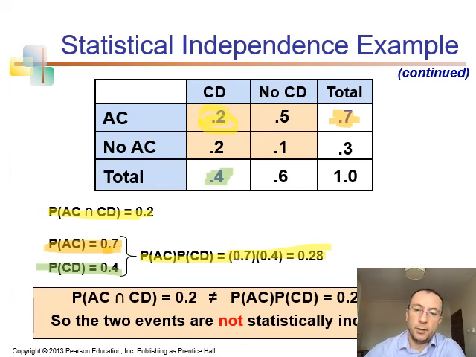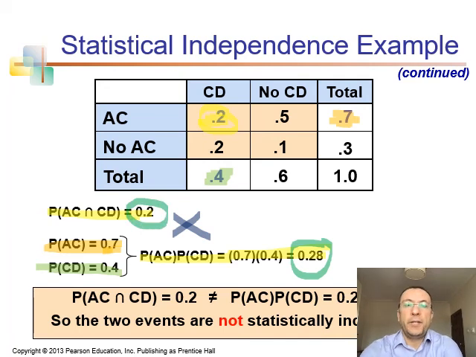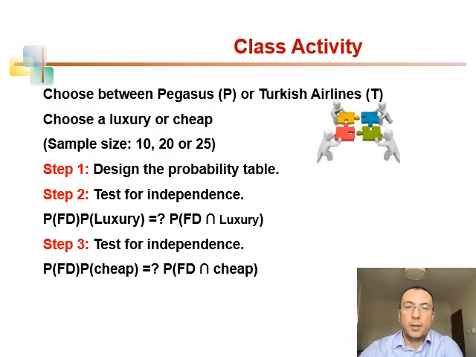Now, that number is not equal to 0.2. So they are not equal to each other. If they were equal to each other, they would be independent. But here, they are not equal to each other. So these two events are not statistically independent. And that makes sense, because if a car has an air conditioner, it's likely to have a CD player. And we have a class activity, which we might do in the class later on.